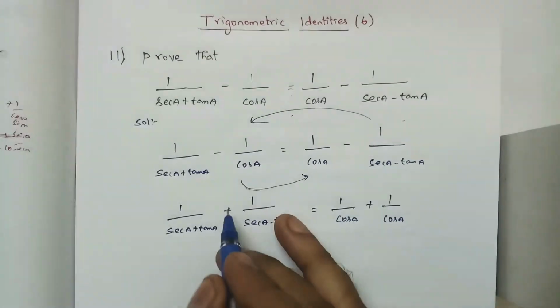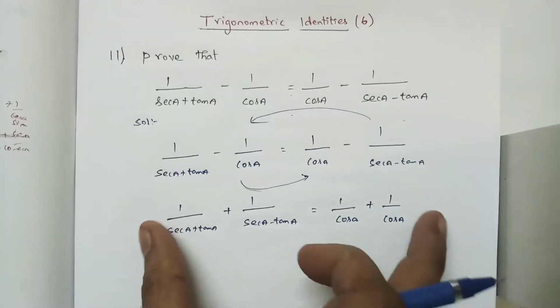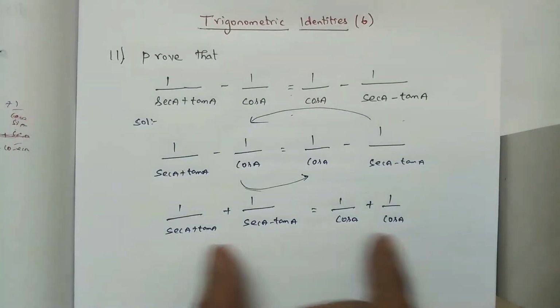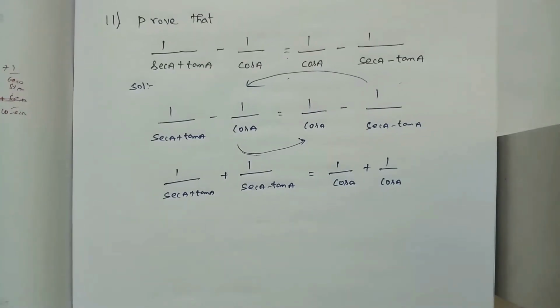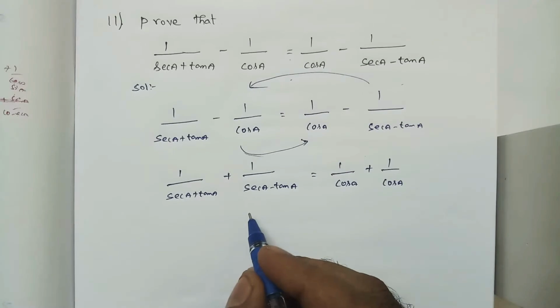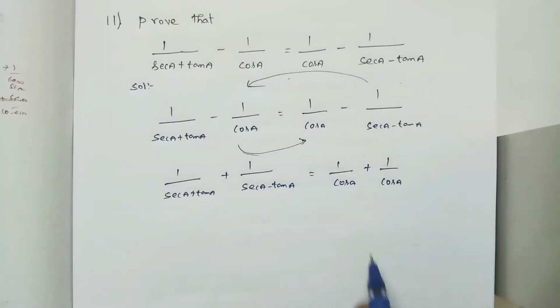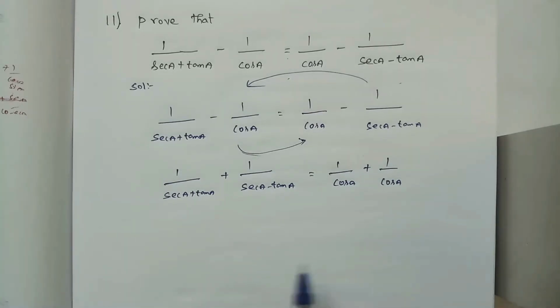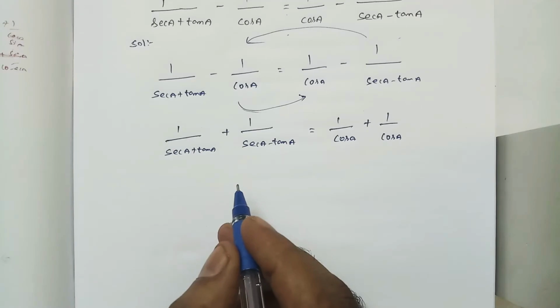I'm taking the LHS separately and the RHS separately, and I'm going to prove that. Shall I prove directly? Okay, I'm doing it directly. If you feel uncomfortable, you can take LHS separately and prove that, take RHS separately and prove that, and finally you want to get LHS equal to RHS. But now I'm going to solve directly.